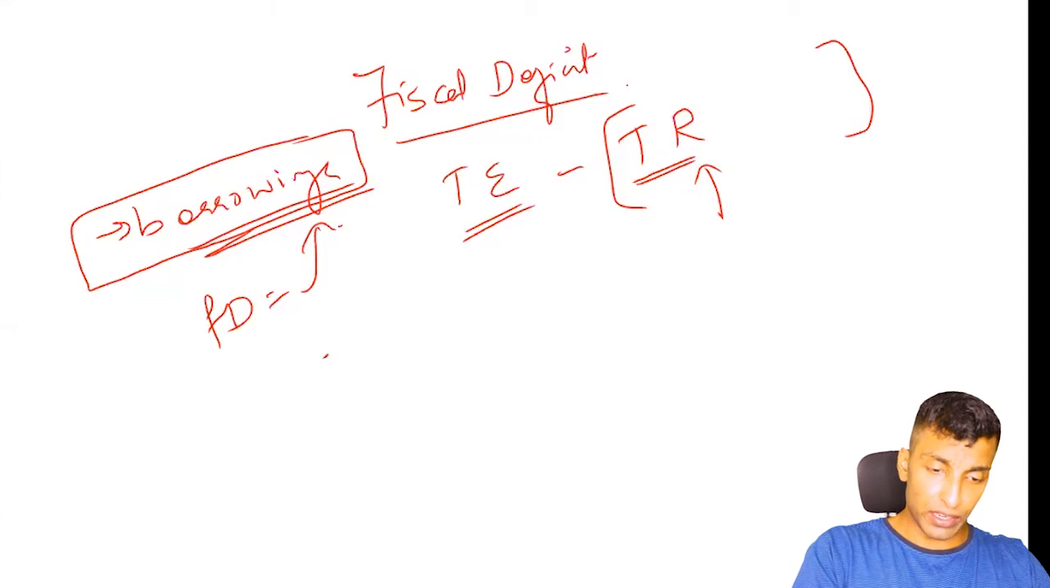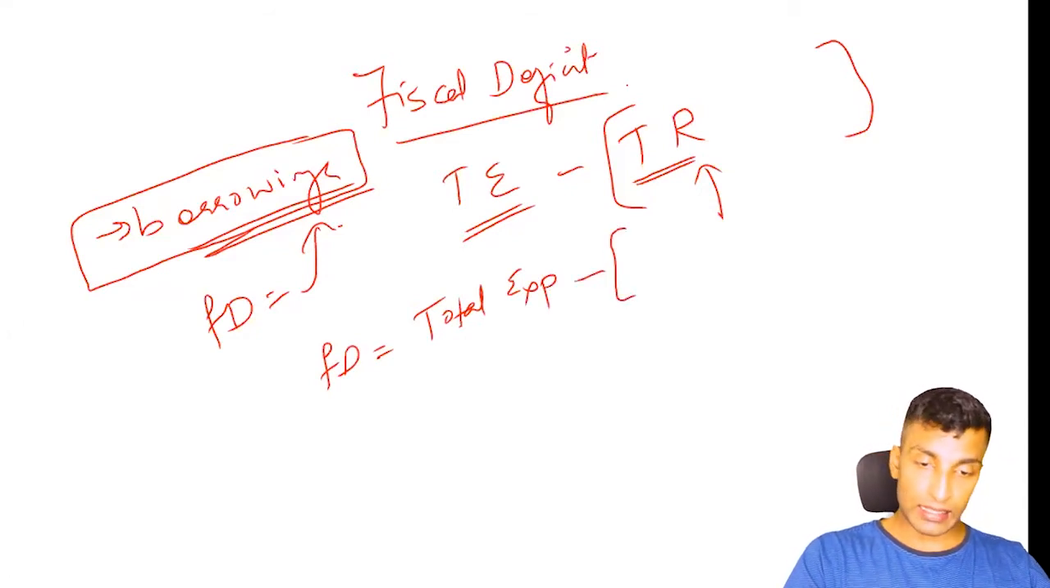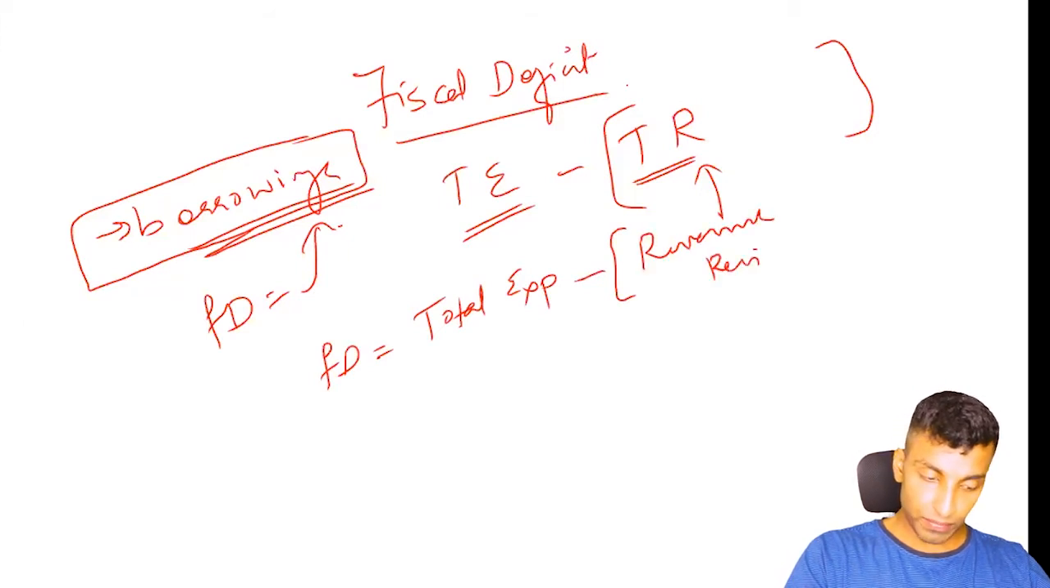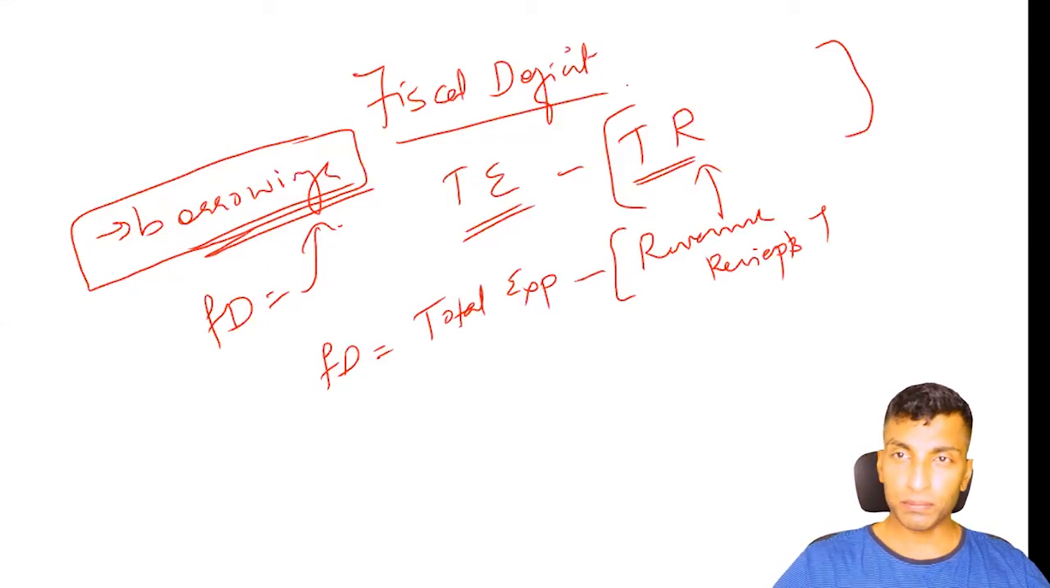Or if you see here, fiscal deficit is, as I've told you, total expenditure minus the receipts. There are two types, right? Revenue receipts plus, see, borrowing will come under where? Capital receipts or revenue receipts? Where will the borrowings come? Capital receipts. Why will it come in capital receipts? Because it's a liability, right? So it will come under capital receipts.